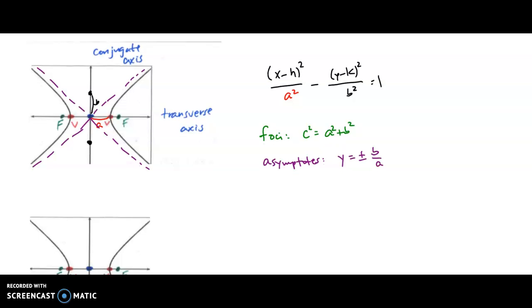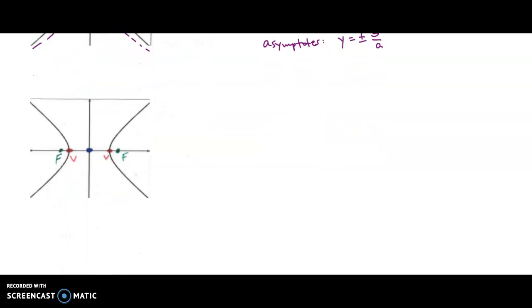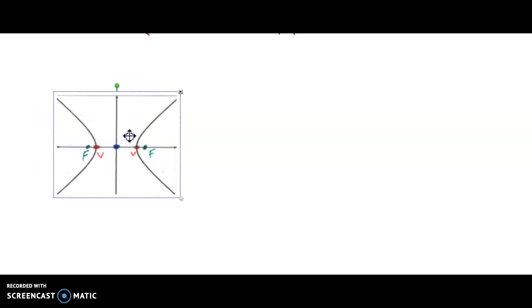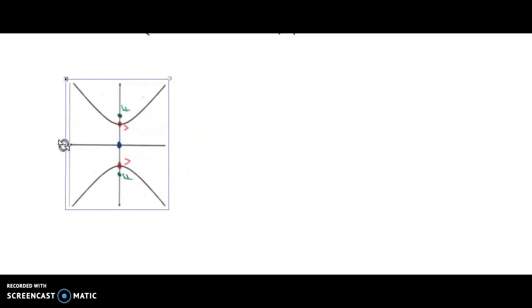Now, down here, I just copied and pasted that same picture. But what if your hyperbola now opens up and down? Now the transverse axis is vertical and the conjugate axis is horizontal. How is that going to change the equation? It's actually going to look very similar.